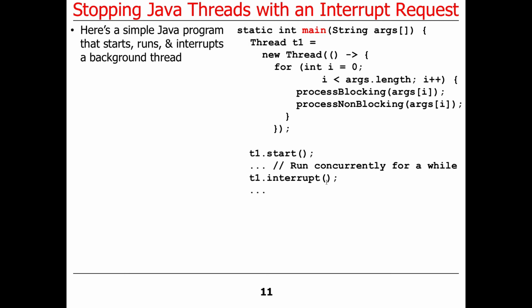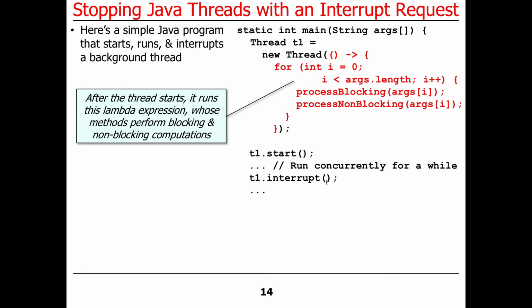So here's a very simple program that illustrates how we could use this. We're going to have a main function, as always. Inside the main function, we're going to make ourselves a new thread. We're going to start that thread. And so that thread, which will run this code here, will run concurrently with the main thread. And let's assume, for sake of argument, the main thread does something useful. I just put ... here. And at some point, we're going to go ahead and interrupt it.